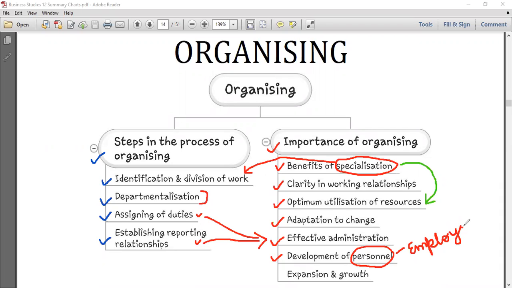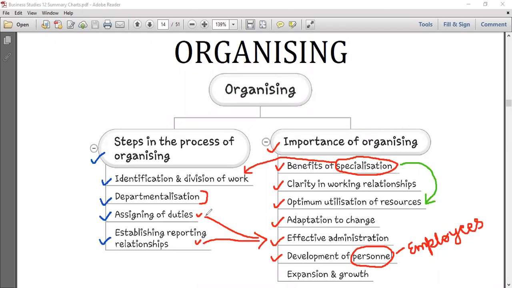So how does the organizing function result in the development of employees or development of personnel? Because we are assigning them duties, we are asking them to perform various challenging jobs, we are dividing the work, and due to the division of work they are developing specialization. So obviously the specialization will also result in the development of the personnel.